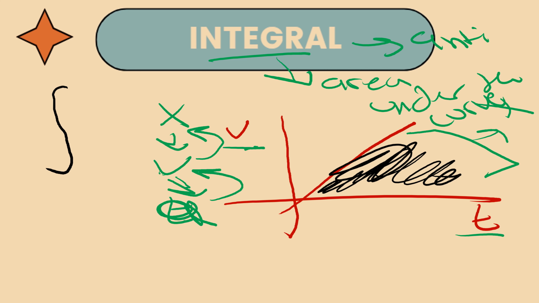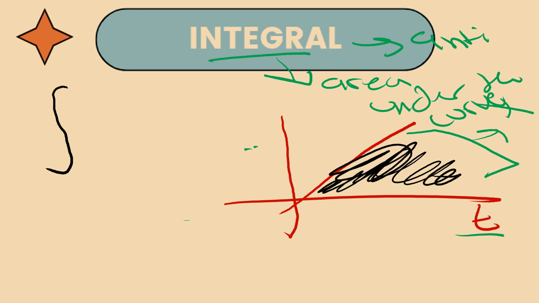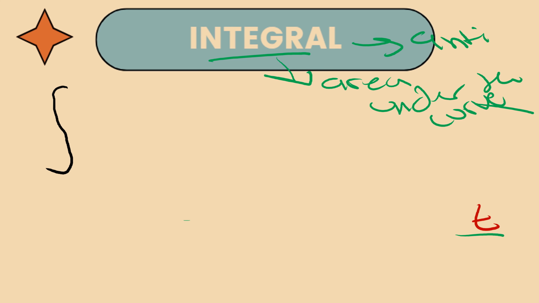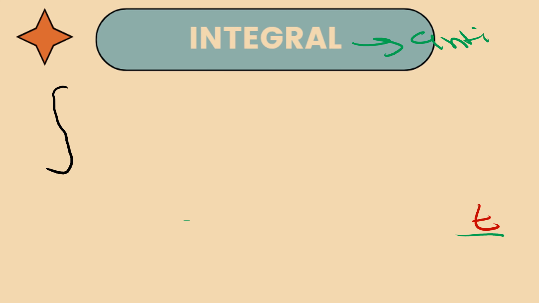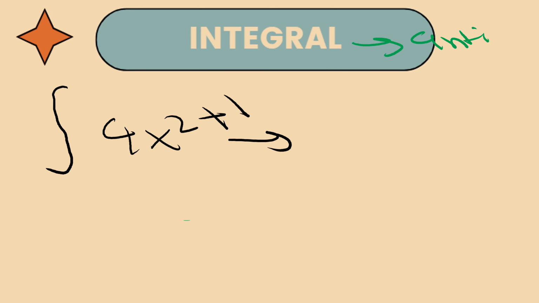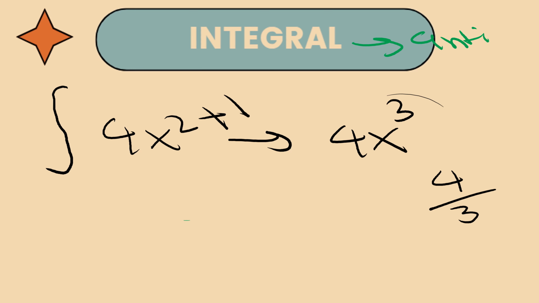So if we have a function and we need to integrate it, how should we do that? Let's say the function is 4x squared. To integrate that, I add 1 to the power, so it will be 4x cubed, and then I divide by the new power, which is 3, giving 4x cubed over 3. As easy as this.